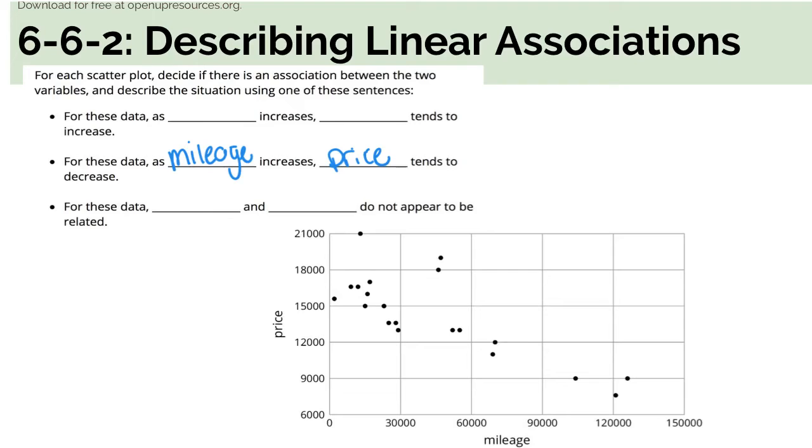There is no line of best fit on these graphs, but you could go ahead and draw one. Mine would look something like that. And the second statement makes the most sense here. As the mileage increases, the price tends to decrease. And that's that negative association we just talked about.